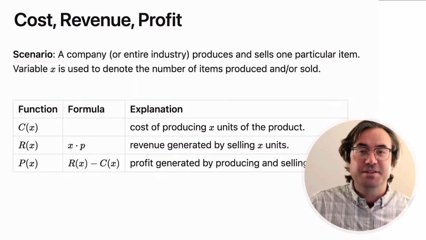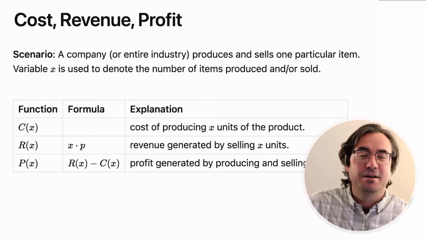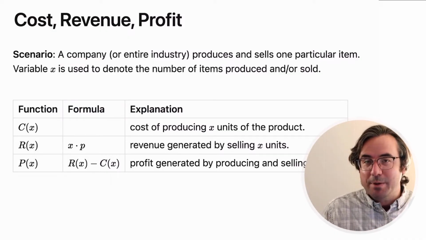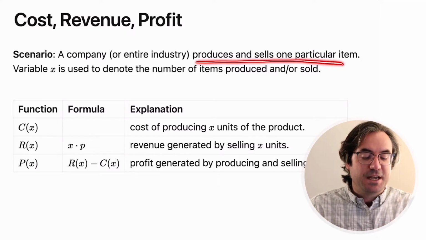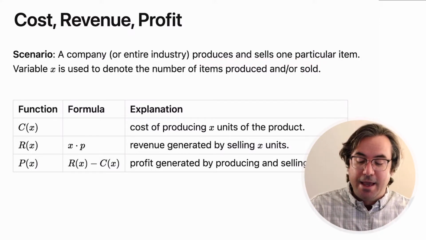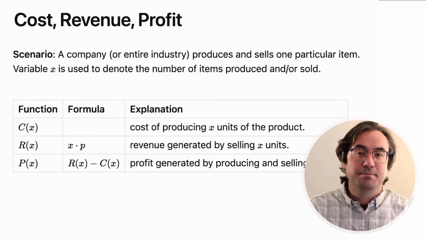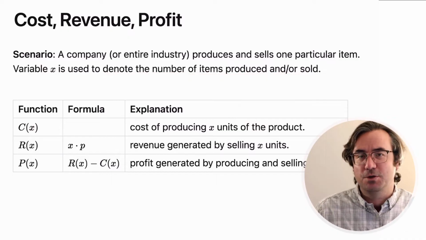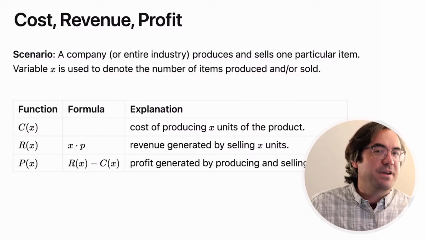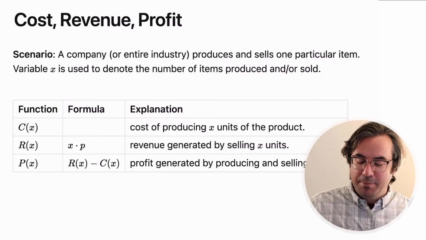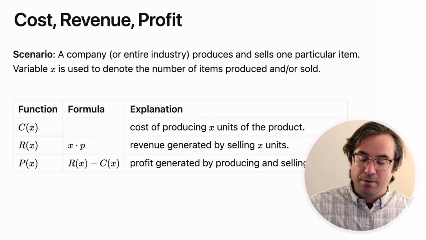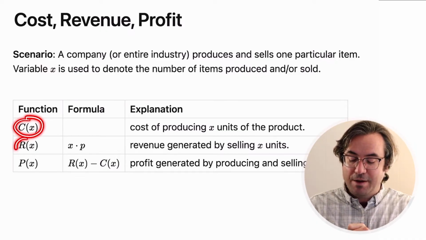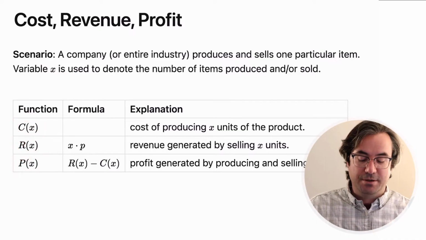In this section and in the next section, the scenario we're going to be working with is a company, or maybe an entire industry, that produces and sells one particular item. And we're going to let variable X denote the number of items that are produced and/or sold. When we're manufacturing something and we're a company, among other things, there are three functions that we're interested in: the cost function, the revenue function, and the profit function.